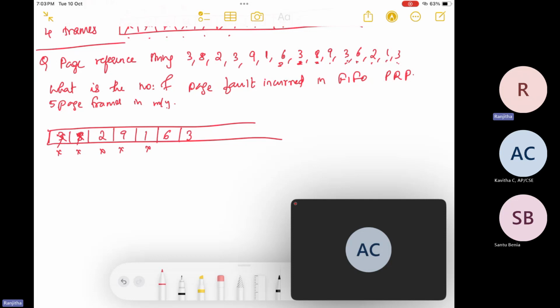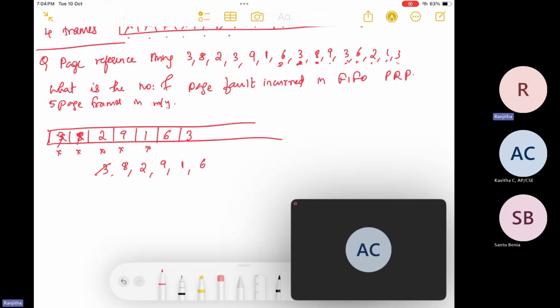So we brought in 3, 8, 2. 3 is already there. 9 and 1. So we have 5 frames in the memory. So 3, 8, 2, 9 and 1 in the memory. Okay. Now when 6 comes, 6 comes in.